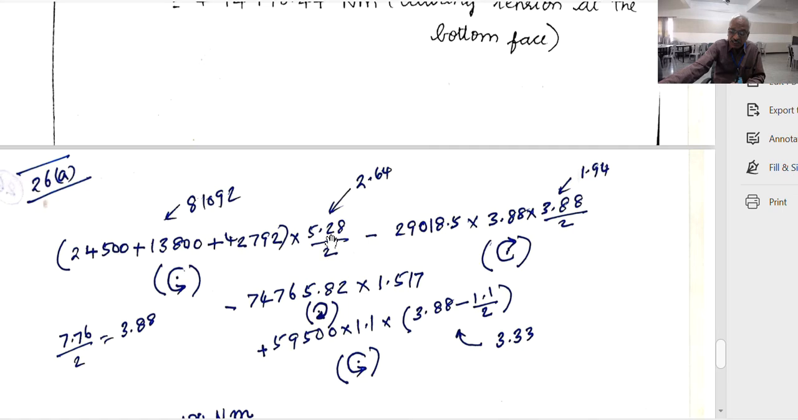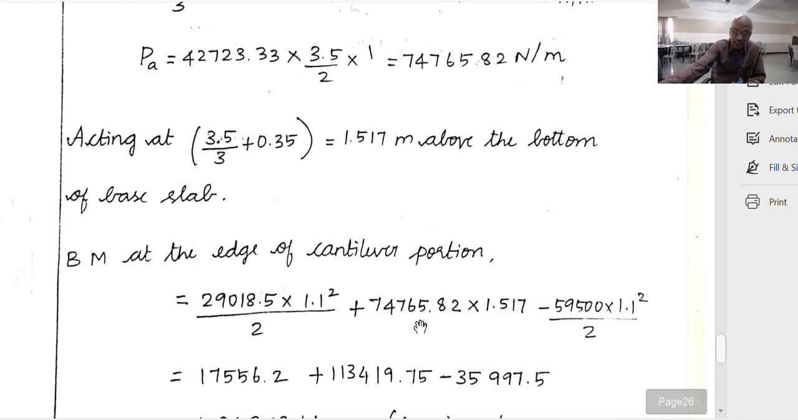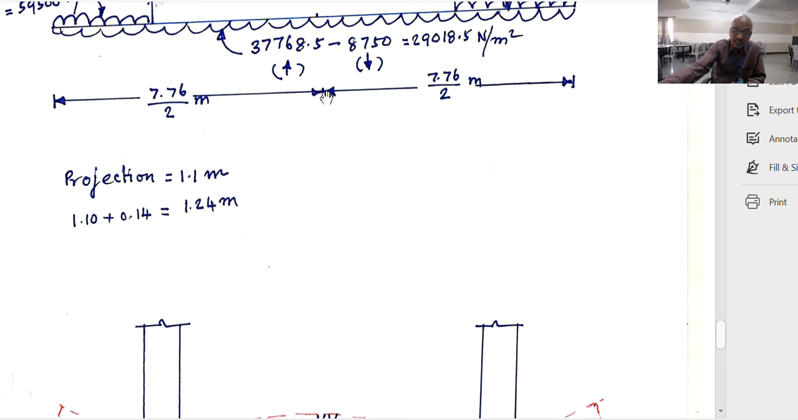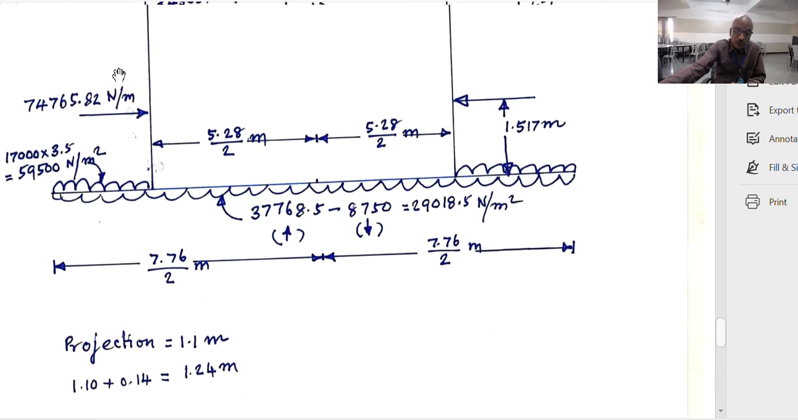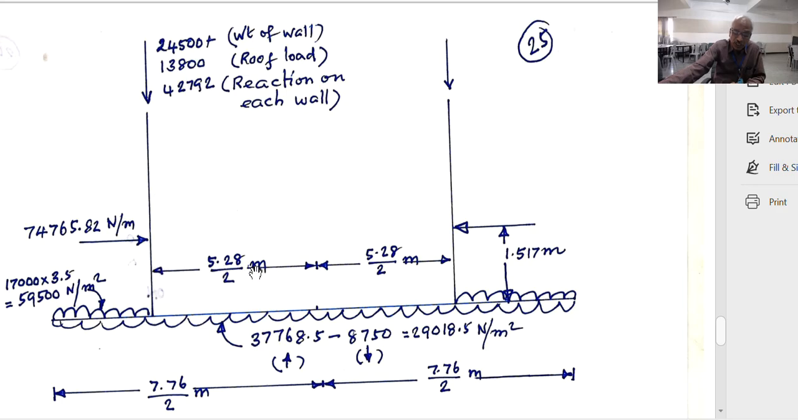The total downward force into 5.28 by 2 minus, this is the upward force, it is 7 point something by 2, 3.288 into 3.88 by 2. This is the upward UDL over half the width of the slab. Then this is the lateral force acting on the wall into 1.517. Then this is the load acting on the projection, 59,500 into 1.1 into 3.88 minus 1.1, where 3.88 is half the distance, namely 7.76 by 2. Therefore, the total downward force into 5.28 by 2, that is 2.64. Then this is one value.